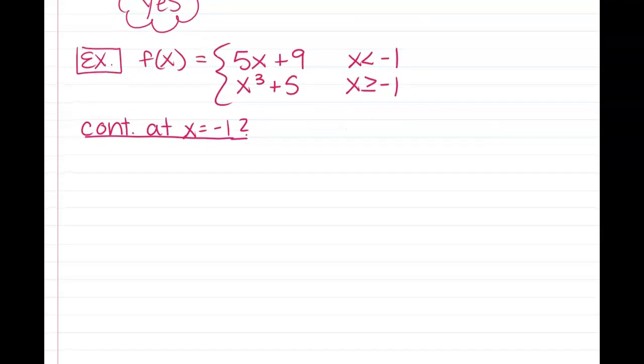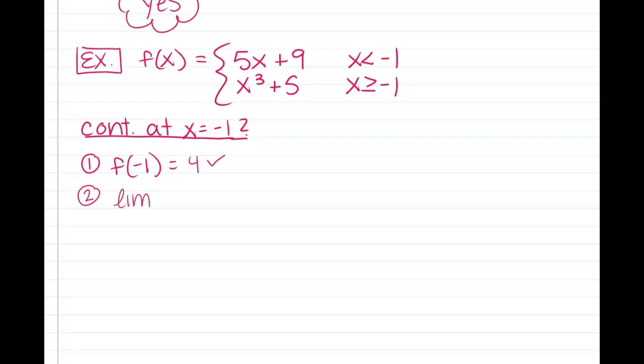Well, let's see. 3 steps. Number 1, f of negative 1. Does it exist? Sure. For x is greater than or equal to negative 1, we have x cubed plus 5. Negative 1 cubed is negative 1, plus 5 is 4. Okay? It exists. Good.